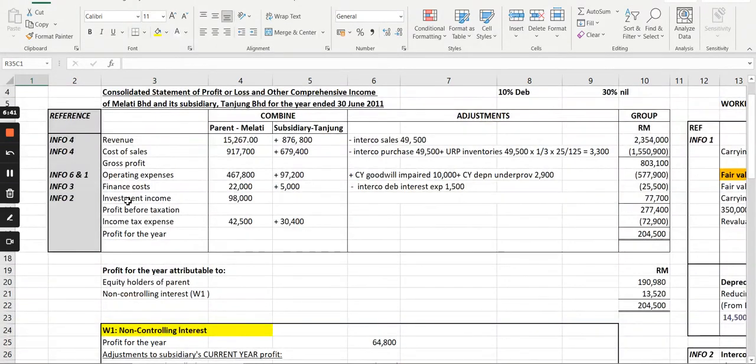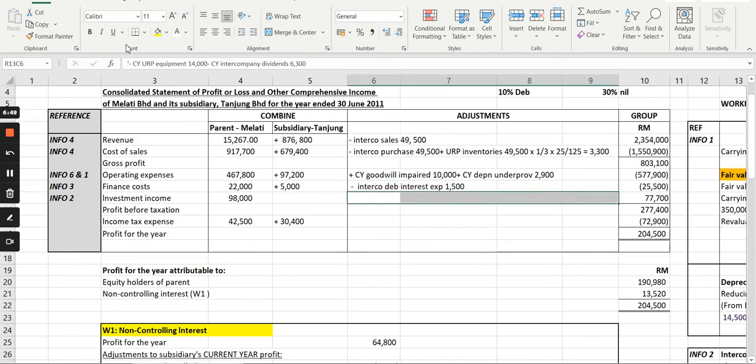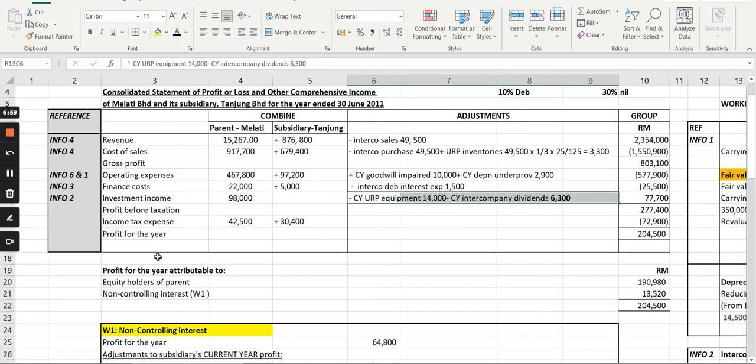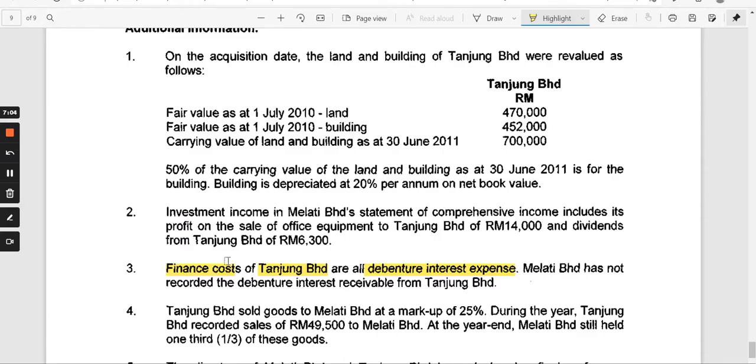Next is investment income. Investment income that should be reported here is the one that you receive from an outsider or third party. Any investment income that involves intra-group income should be excluded. In our case, if you look at information number 2, you are informed that investment income of Melati, the parent company, includes profit on sale.